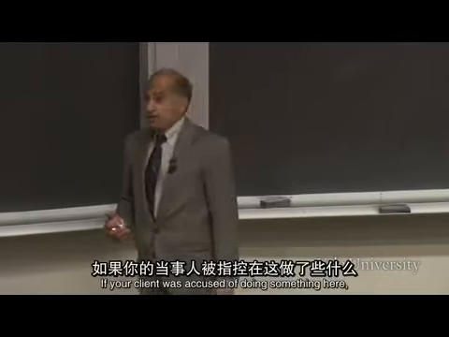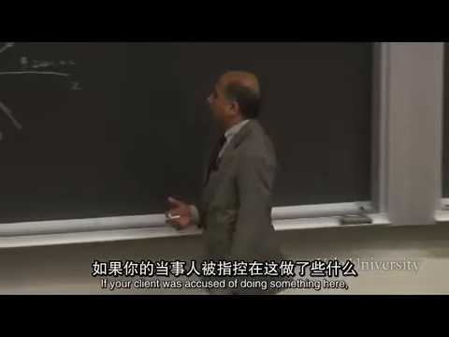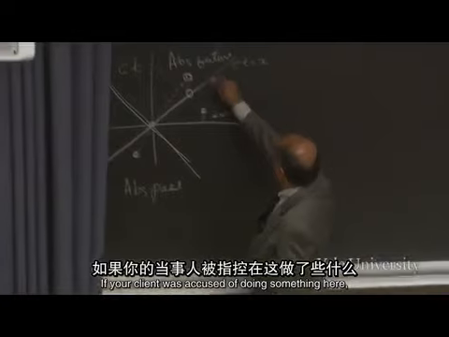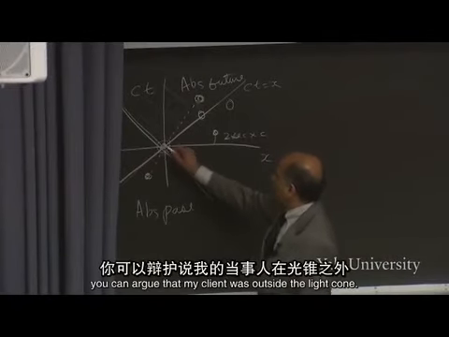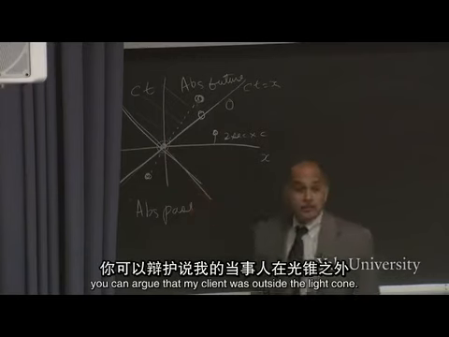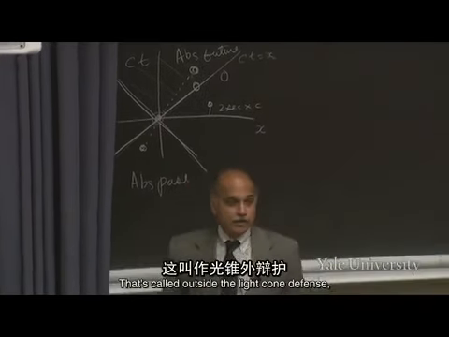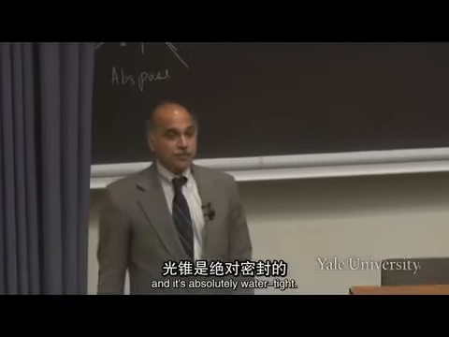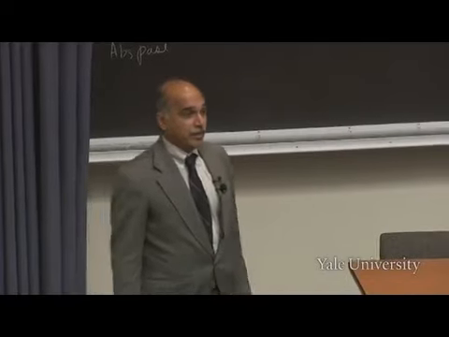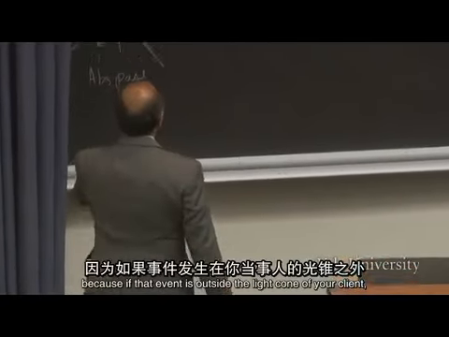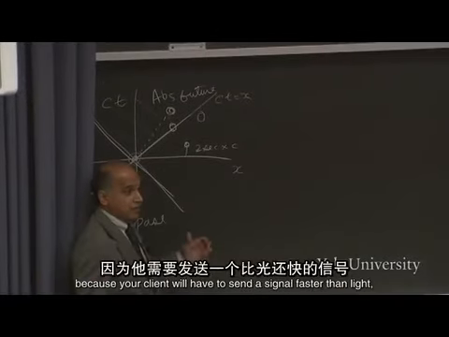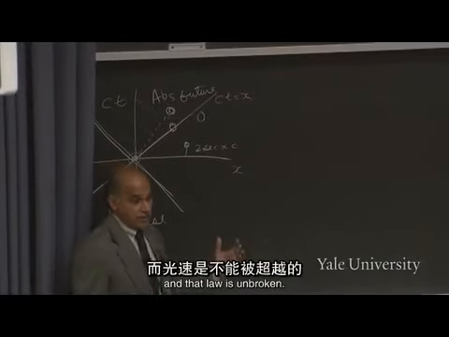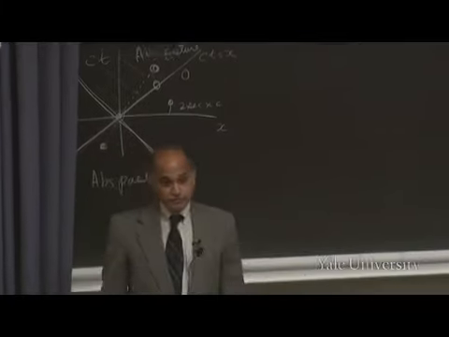Here's another defense. If your client was accused of doing something here and was last seen here, you can argue that my client was outside the light cone. That's called the outside the light cone defense, and it's absolutely watertight, better than anything. Because if that event is outside the light cone of your client, the client cannot be held responsible, because your client would have to send a signal faster than light, and that law is unbroken.